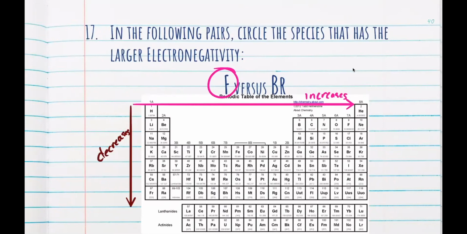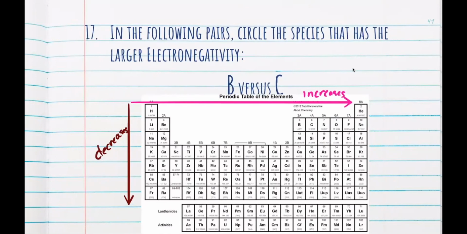Let's move on to the next one. Boron and carbon. So boron is here, carbon is here. So as we move to the right, it increases, meaning that carbon has a larger electronegativity.